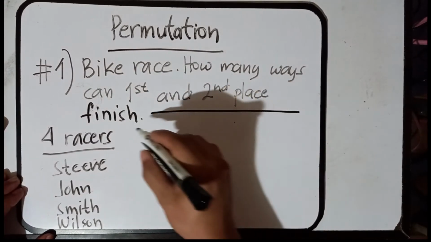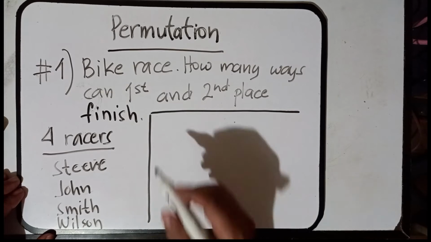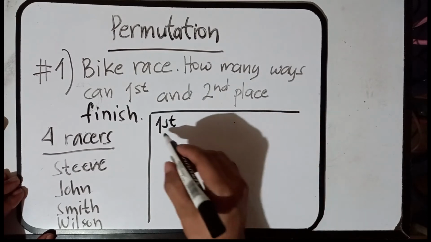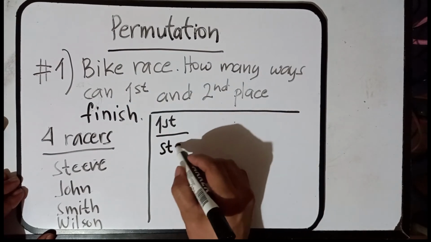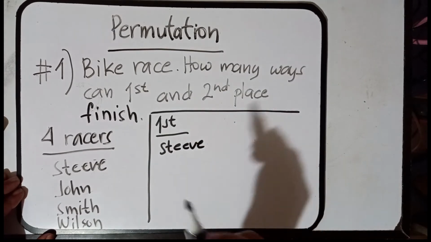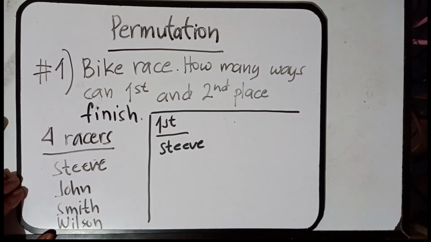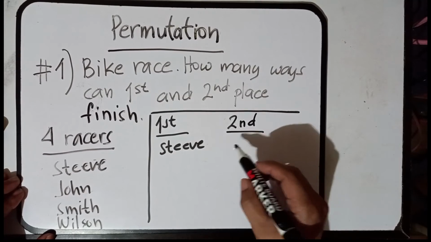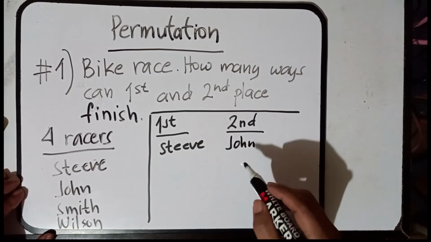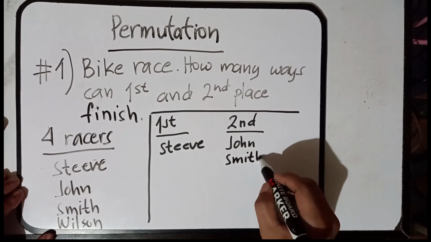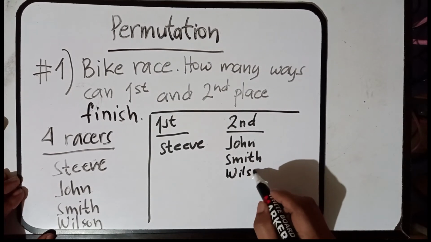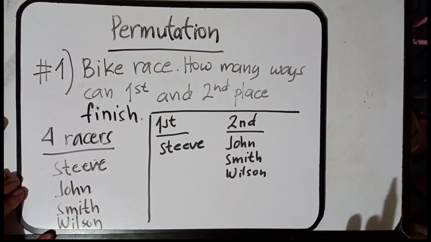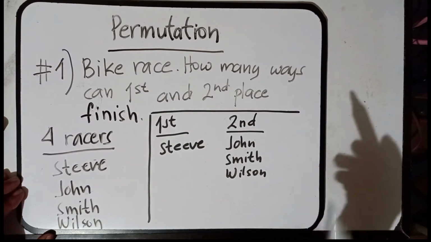So let's write down here. We have Steve. If Steve is the winner, then the rest can be the second placer. So for the second placer, it can be John, Smith, and Wilson. That is, if Steve is the first placer. So there are possibilities that John, Smith, or Wilson can be the second placer.